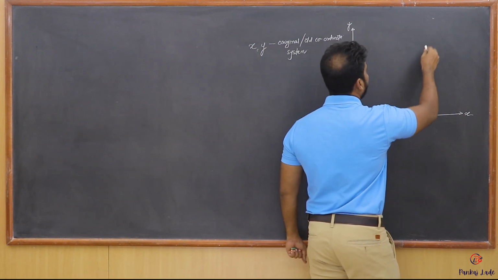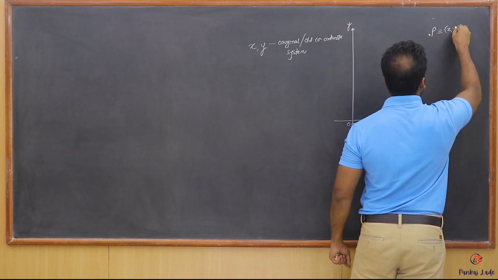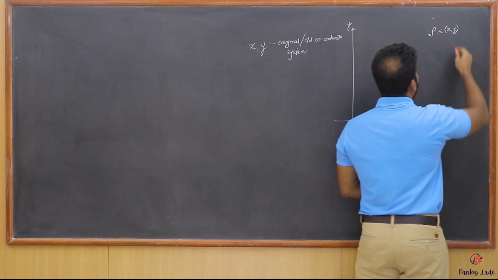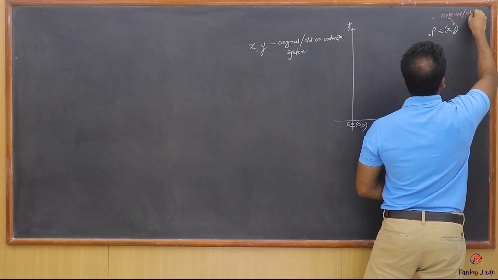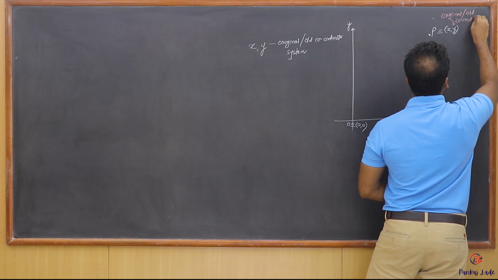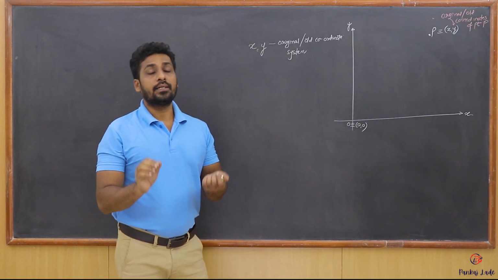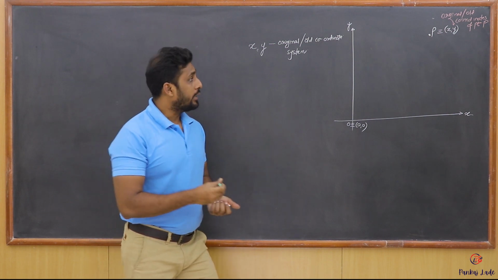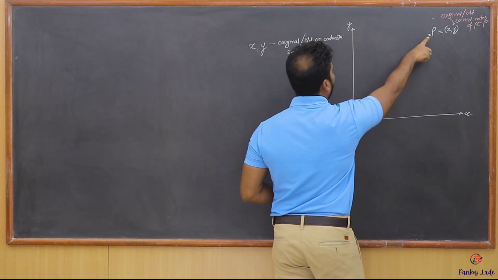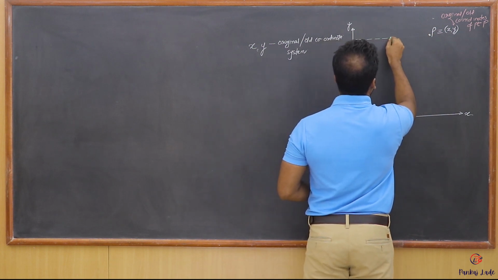So let us say there is a point P. I take a point P. This point P has coordinates x, y. So this x, y are the original, or I can say the old, coordinates of point P. Now when I say coordinate, what do I actually mean by this? Coordinate simply means the perpendicular distance of a point from the respective axis. So if I take the horizontal distance, that means the distance of the point P from the y-axis.